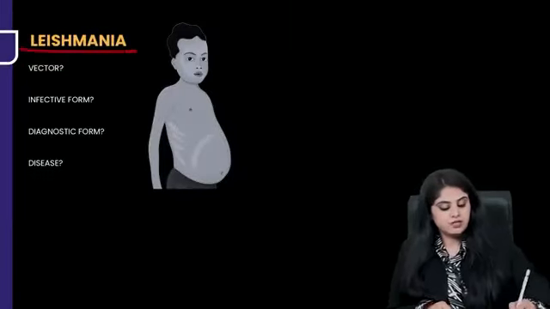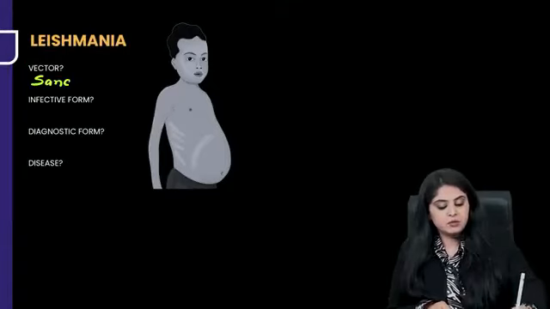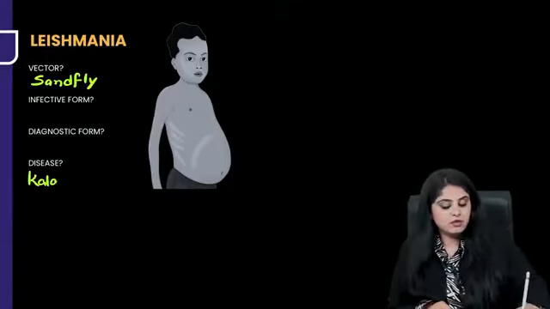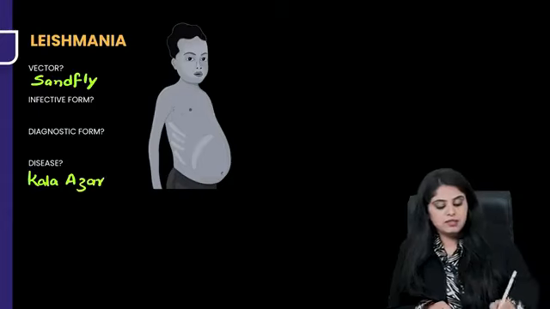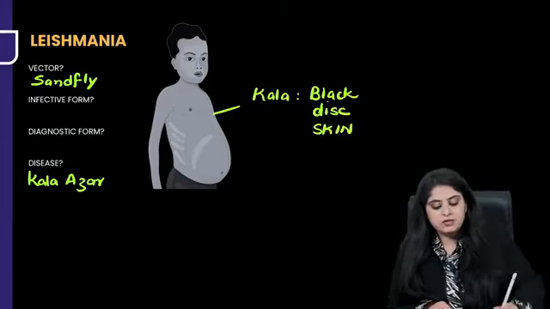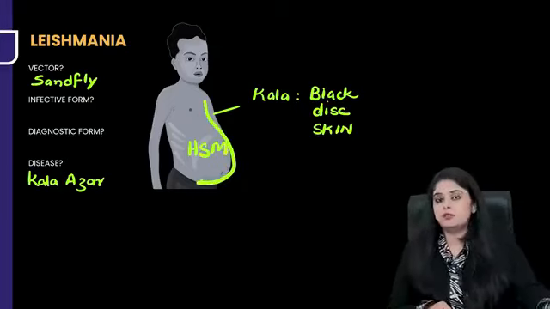Coming to the last one, Leishmania. Let me take a test. Come on, guys, what was the vector? The vector was sandfly. What disease am I talking about? Of course, we are talking about Kala-azar. And Kala-azar, why did we call it Kala? Because there is a blackish discoloration or pigmentation that occurs in the skin. And you can also see a protuberant belly because these kids are going to have hepatosplenomegaly.